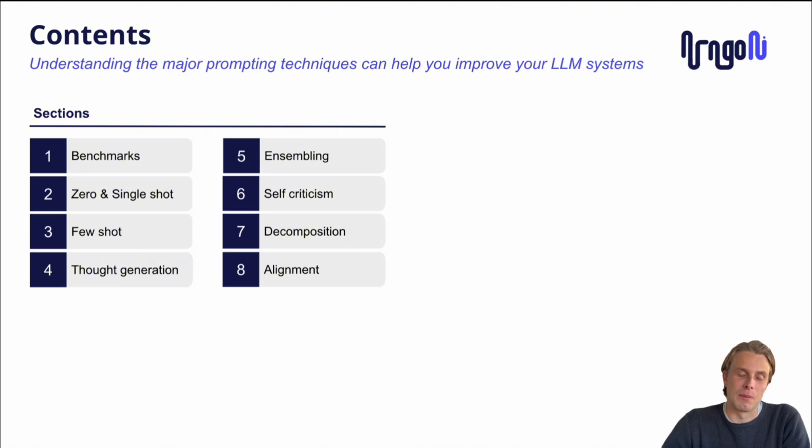We'll begin by looking at a benchmark on popularity of different prompting techniques before we move on to zero, few shot, and thought generation techniques. In the middle section, we'll discuss ensembling, self-criticism, and decomposition. And finally, we'll finish by looking at alignment, which can help address bias and ambiguity in large language models so that you can have more robust outputs.